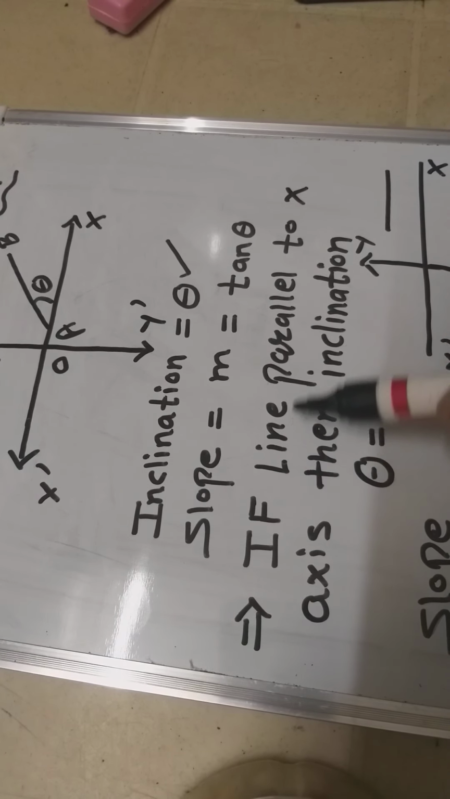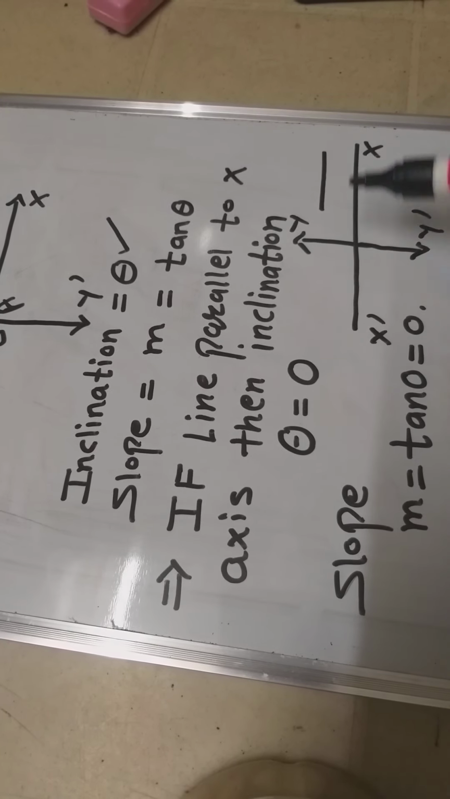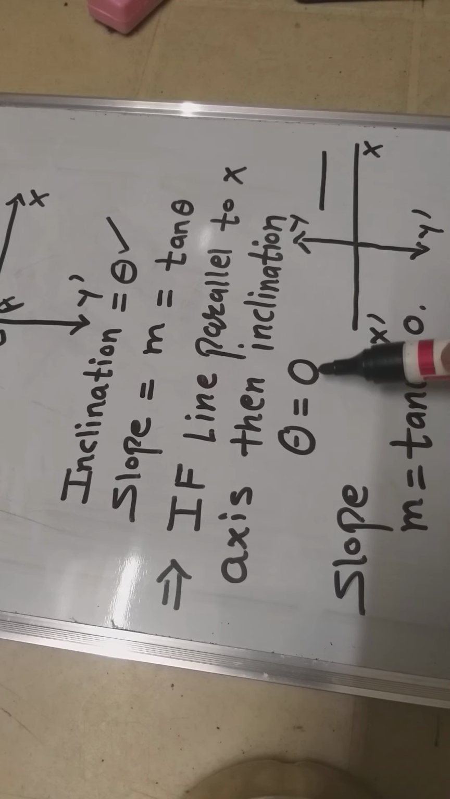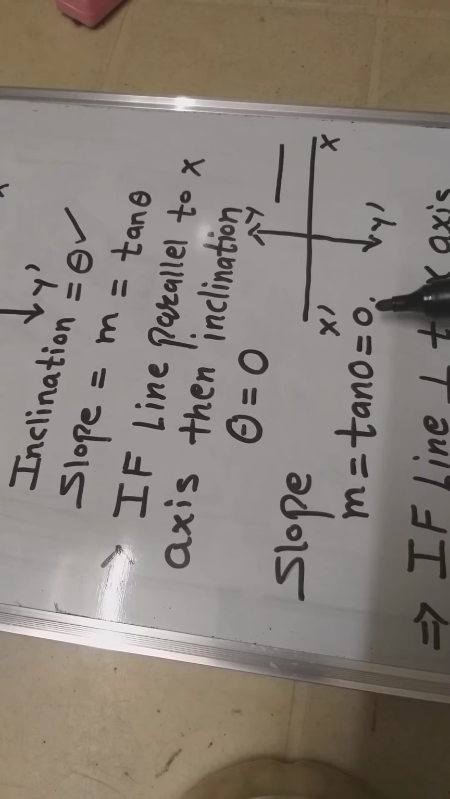Second, if a line is parallel to x-axis, then inclination will be 0. In that condition, m equals tan 0, that is, slope will be 0. You must remember this. If a line is parallel to x-axis, then its slope will be 0.